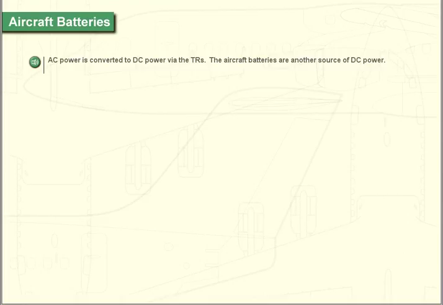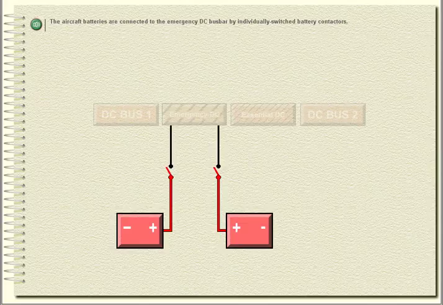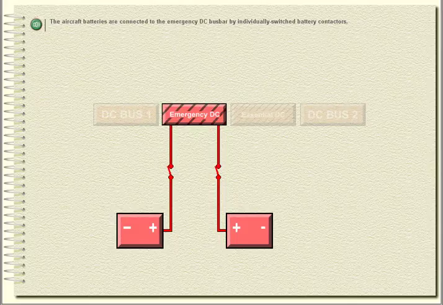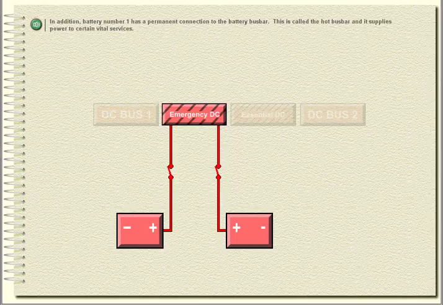The aircraft batteries. AC power is converted to DC power via the TRs. The aircraft batteries are another source of DC power. The aircraft batteries are connected to the emergency DC busbar by individually switched battery contactors. In addition, battery number 1 has a permanent connection to the battery busbar. This is called the hot busbar, and it supplies power to certain vital services.